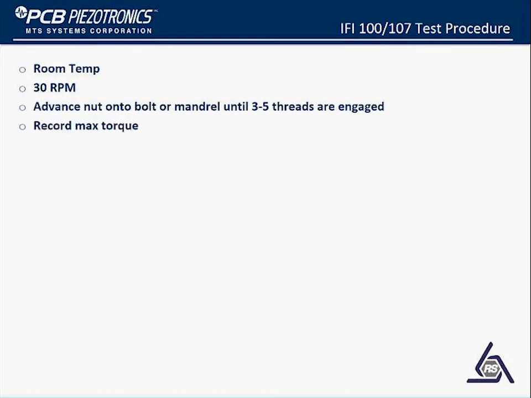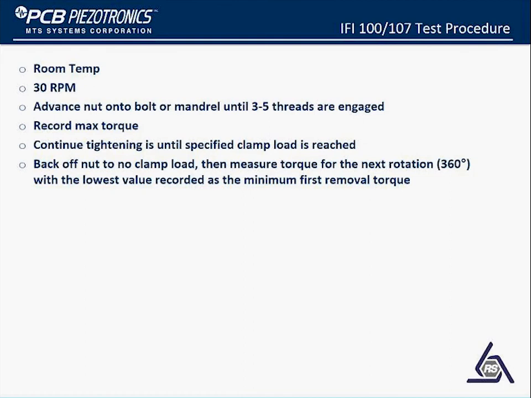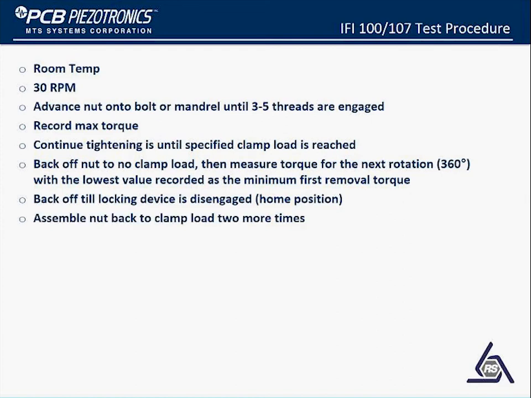It then requests that you record the maximum torque during the tightening process, and that you continue tightening until the specified clamp load is reached. You back off the nut to no clamp, then measure torque for the next rotation, that next rotation after clamp load is removed, with the lowest value recorded as the minimum first removal torque. You continue on and back off until the locking device is disengaged. Typically, we'll call this the home position.